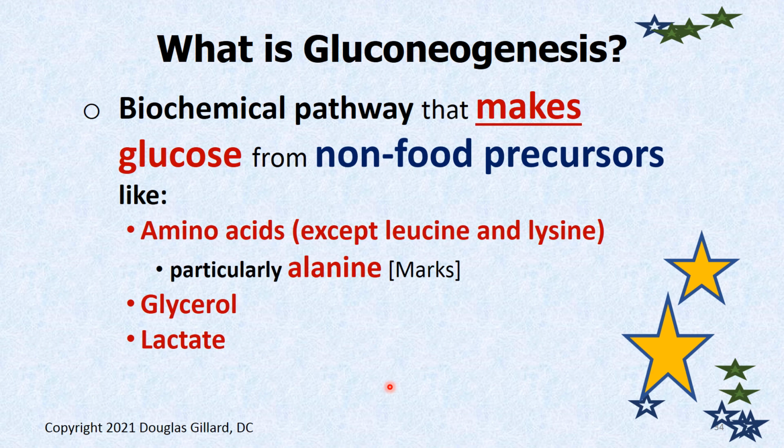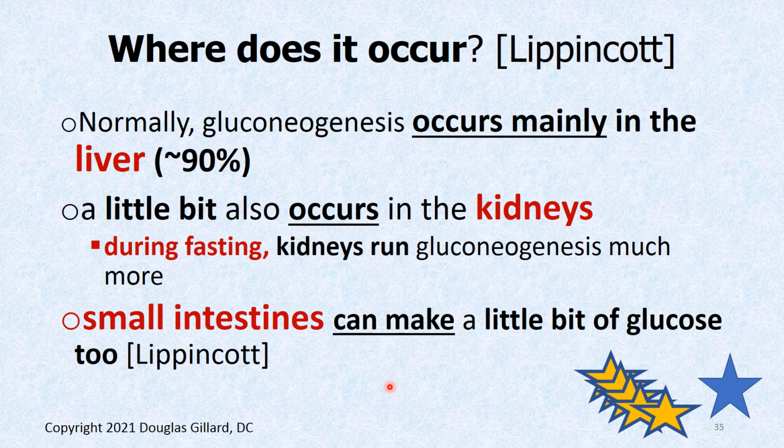It loves alanine, but hates leucine and lysine. The two L's, leucine and lysine, are not able to run through gluconeogenesis. You can't put them through the Krebs cycle either to make oxaloacetate, that's kind of the intermediate. We'll get to that tomorrow. Glycerol from fat and lactate can also be run through.